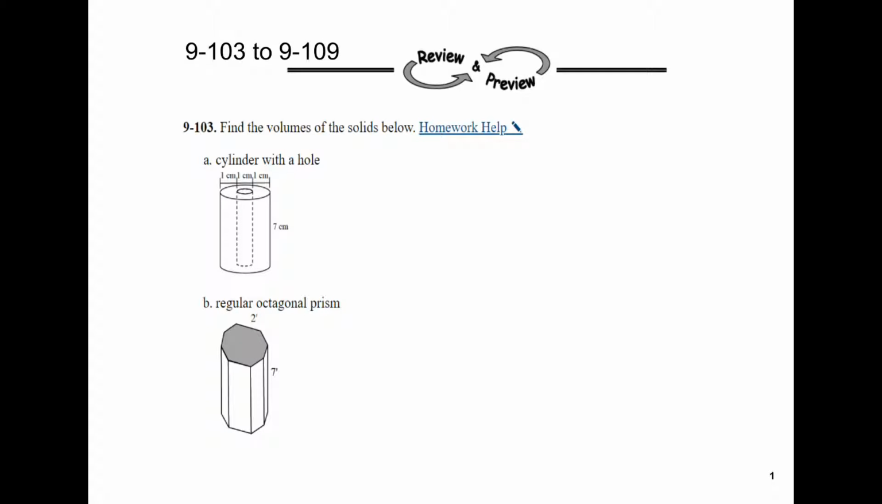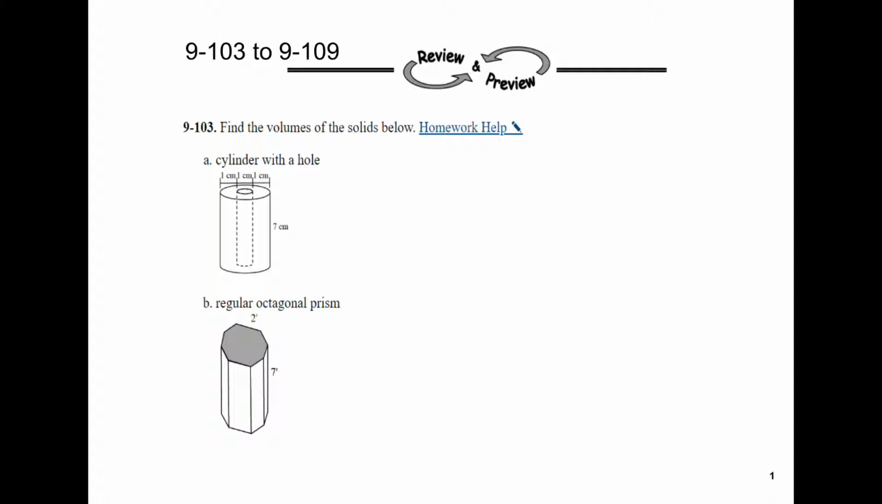Welcome to Review and Preview Problems 9-103 to 9-109 in the CCG book. 9-103 says, find the volumes of the solids below. A cylinder with a hole.